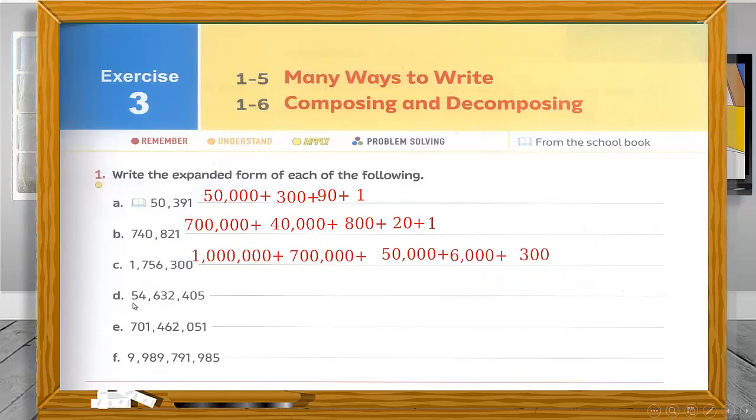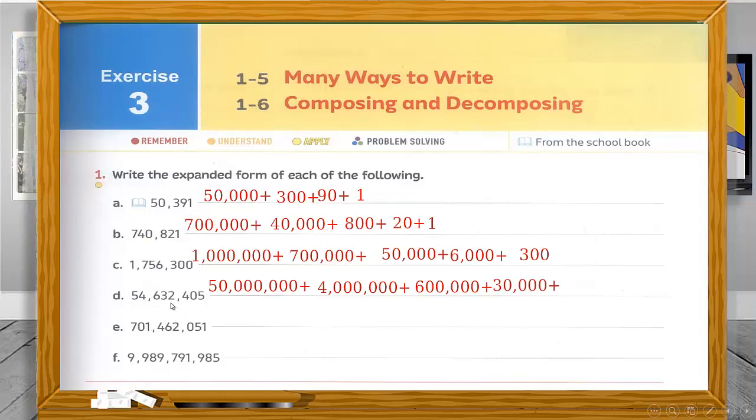Next one we have here 54,632,000. The highest place we have 5. Right here 50 million. 4 million. 600,000. 6 with 5 zeros. 30,000. Write 3 and 4 zeros. 2,000. Next place 2,000. Write 2 and 3 zeros. In the last period we have 4 in hundreds. Write 400. 0 in tens place, so we write nothing here. And in the last place we have 5.